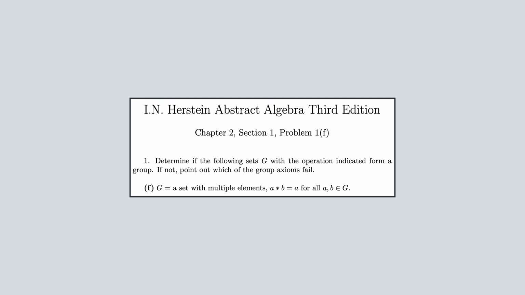Herstein's Abstract Algebra, 3rd edition, Chapter 2, Section 1, Problem 1F. Determine if the following sets G with the operation indicated form a group. If not, point out which of the group axioms fail.